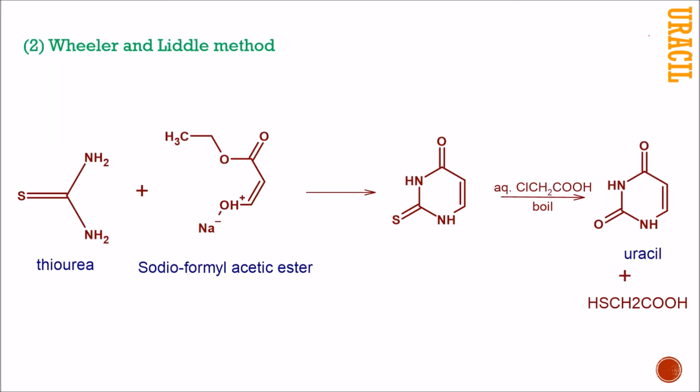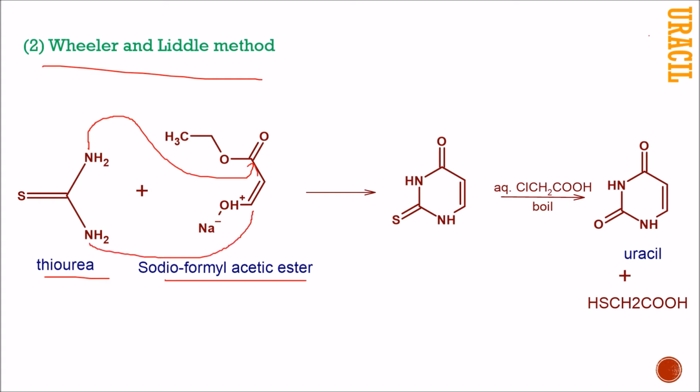Second method is given by Wheeler and Liedl. Here they have used thiourea and sodioformyl acetic ester. Here again lone pair of nitrogen is attacked to this carbonyl carbon, and here the terminal carbon is attacked by this another lone pair of nitrogens, and the ring structure forms. Here after reaction in presence of aqueous chloroacetic acid and boil, the S is replaced by O and forms a structure of uracil, and this as a side product it releases.